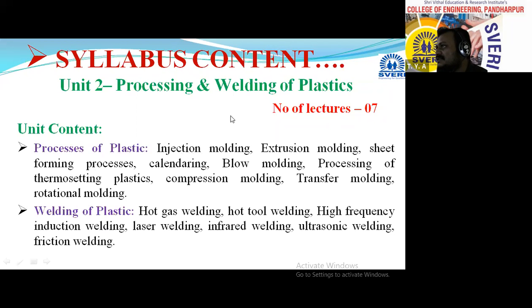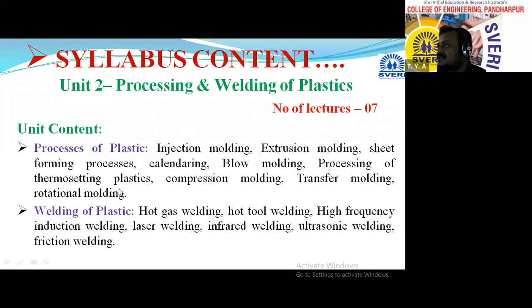Injection molding, extrusion molding, sheet forming, calendering, blow molding, these are generally used for thermoplastics. And for the thermosetting materials, here they have mentioned the name also, processing of thermosetting plastics. We are going to use these three methods: compression molding, transfer molding, rotational molding.